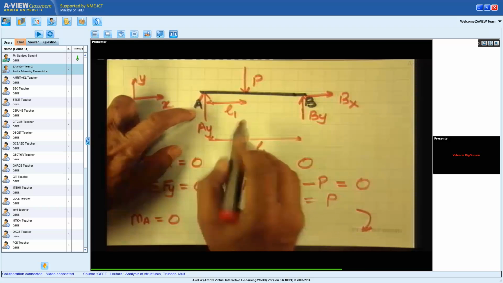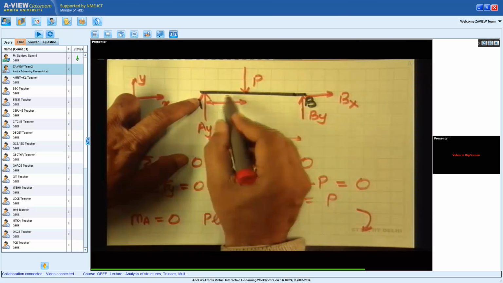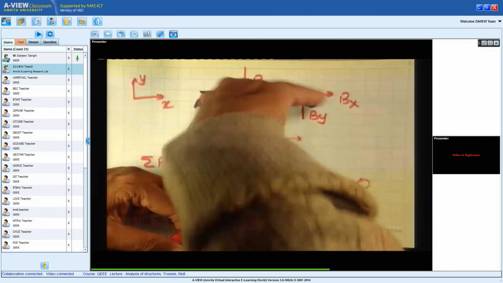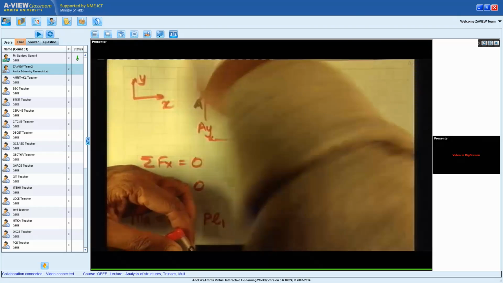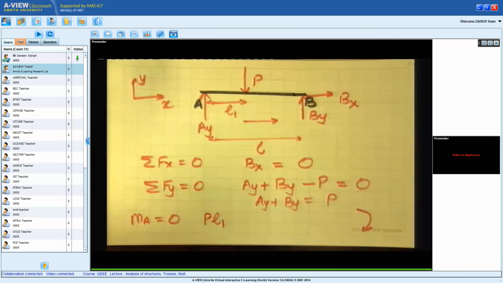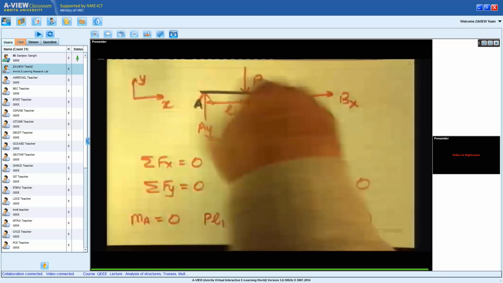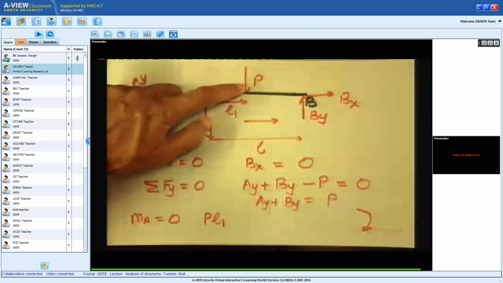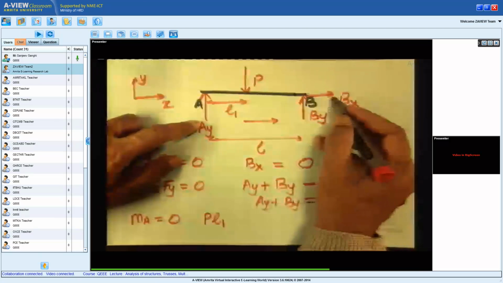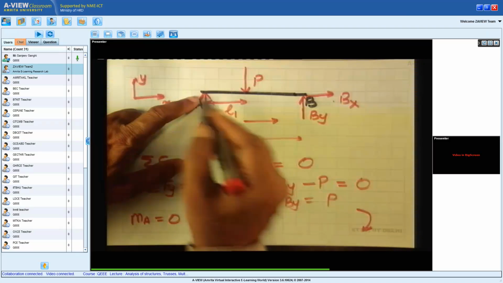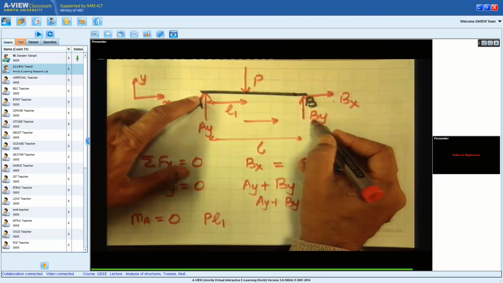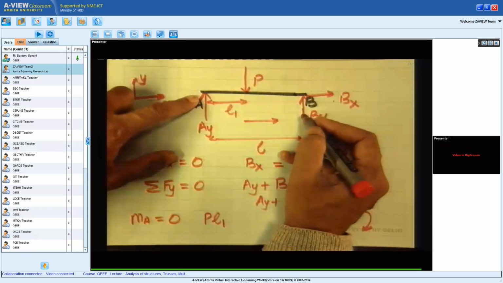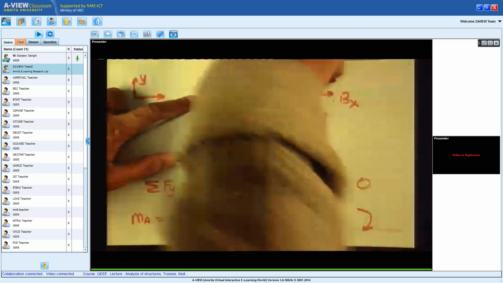R cross F. So I go from A to P. A to P is this direction. And then I take my fingers, I cross them in the direction of P. So I move it downwards and I get my thumb going in. That means the force creates a clockwise effect. So this is the moment due to P. Now the Bx will not cause any moment about A because it passes through A. The other force which causes a moment is By, and I will get By times L as the moment about point A, and that acts in the counterclockwise direction.